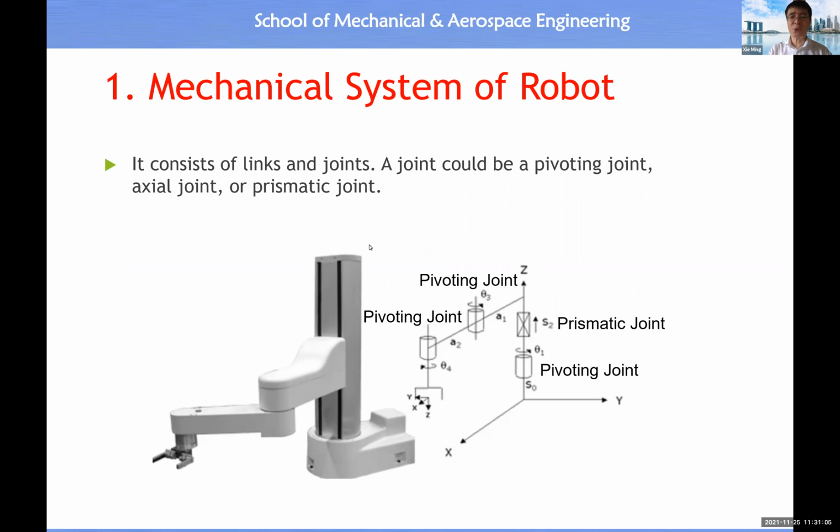So here we just show you an example. Graphically, we can use a cylinder to represent a pivoting joint, and this graphic symbol to represent a prismatic joint. For this design solution, you will see we have one pivoting joint followed by a prismatic joint, then another pivoting joint, another pivoting joint. So you have 1, 2, 3, 4. This robot has 4 joints, so therefore this robot has 4 degrees of freedom.